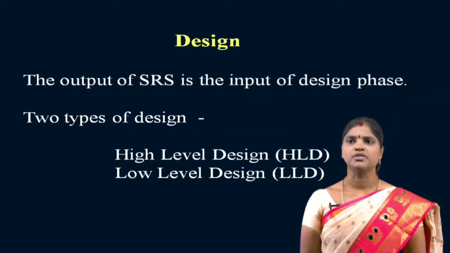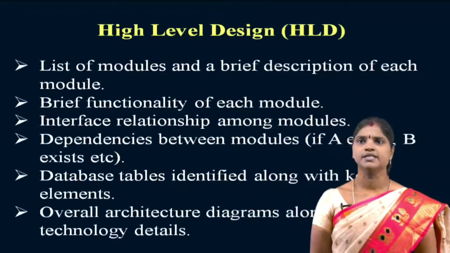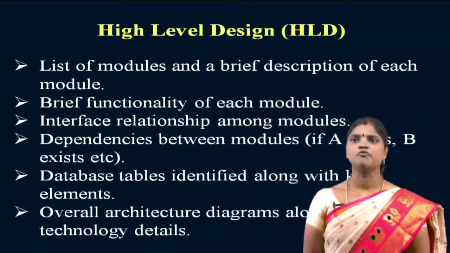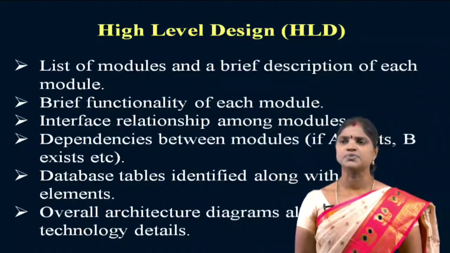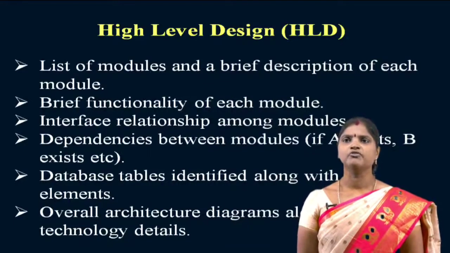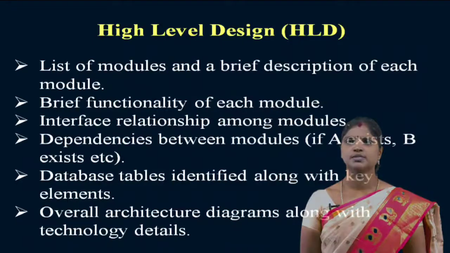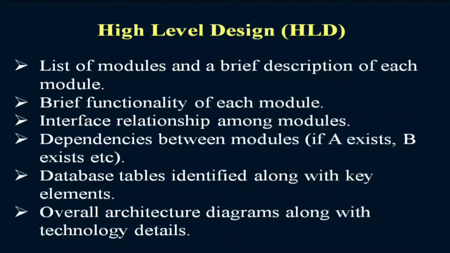There are two types of design: high level design and low level design. First one, high level design, which means a list of modules and a brief description of each module, brief functionality of each module, interface relationship among modules, dependency between modules, that is, if A exists then B exists, etc. Database tables identified along with key elements, overall architecture diagrams along with technology details.